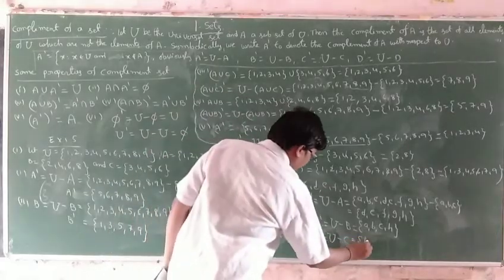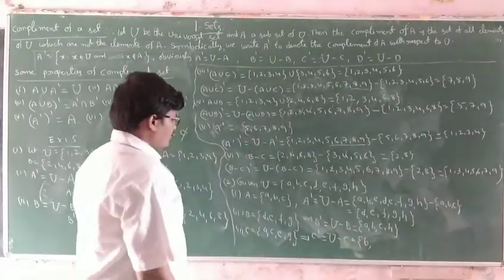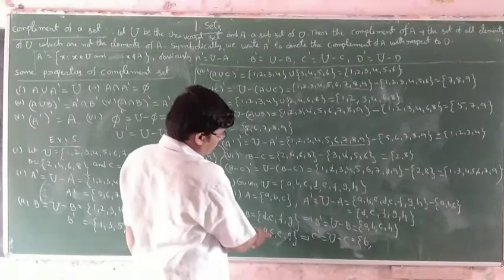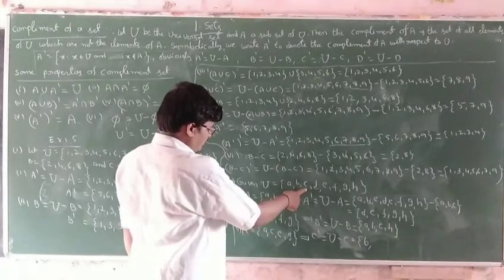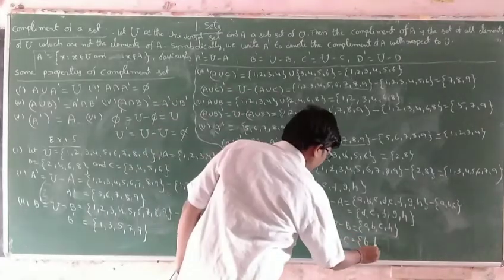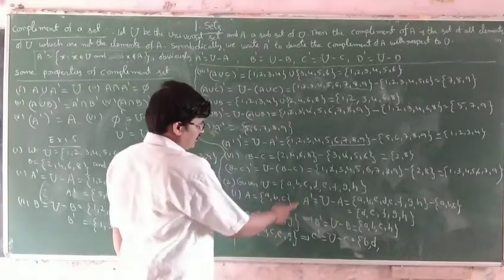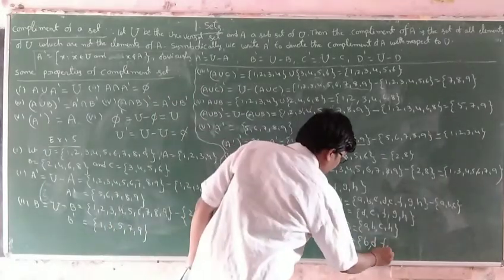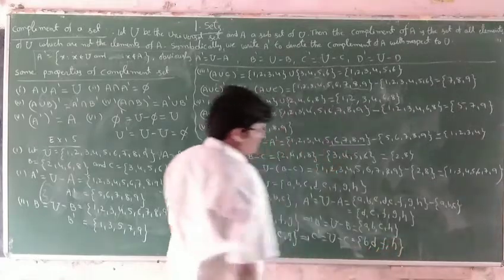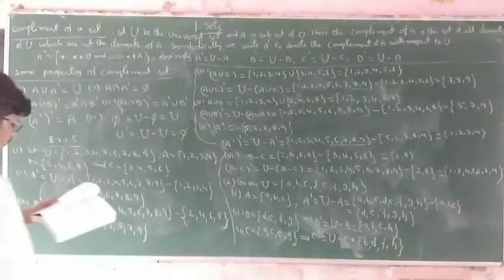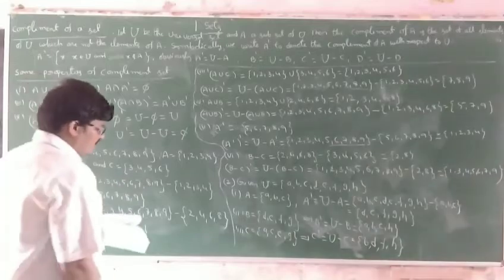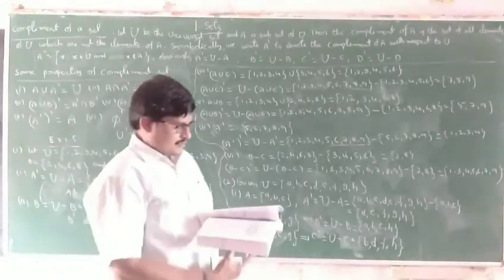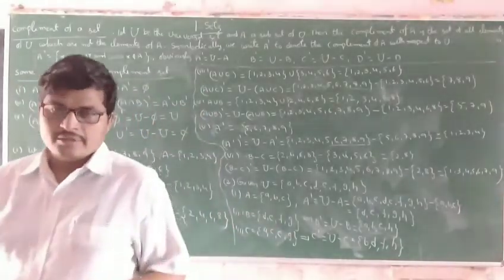What is next to A? B. Next to that is C, which will be removed. Next is D, then E. E is also removed. So the remaining are B, D, F, H. This is the D complement.